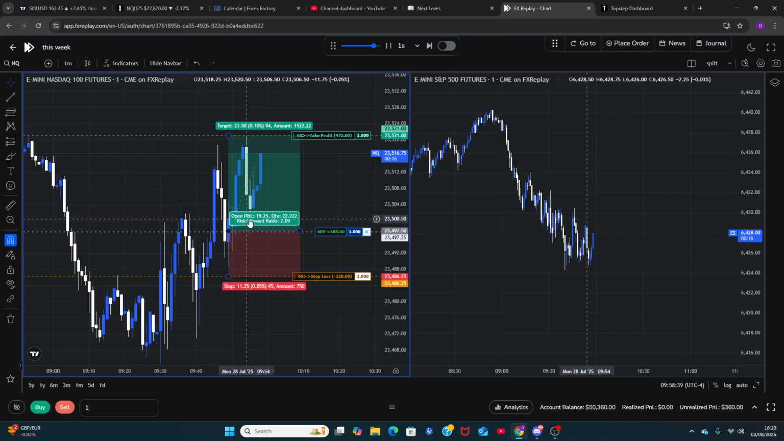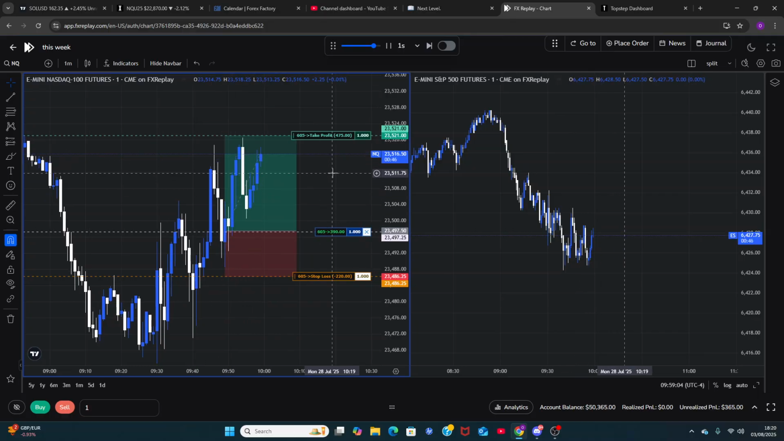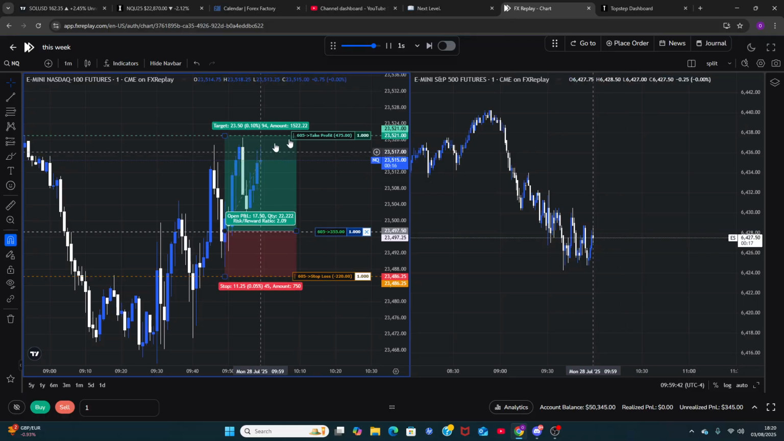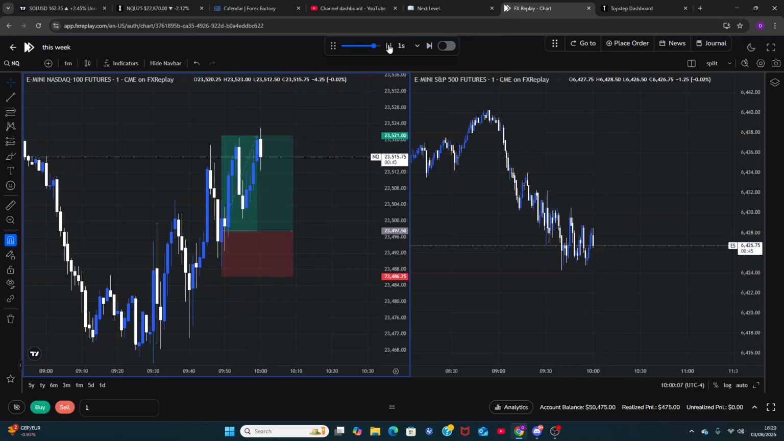I mean, you could troll there if you want to, but I think TP would get hit before he even comes down there anyways. Yeah, now I wouldn't be scared anymore. Just don't let these candles get bang. There you go. TP hit.